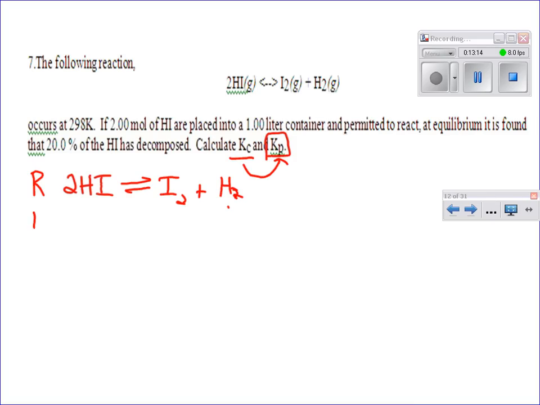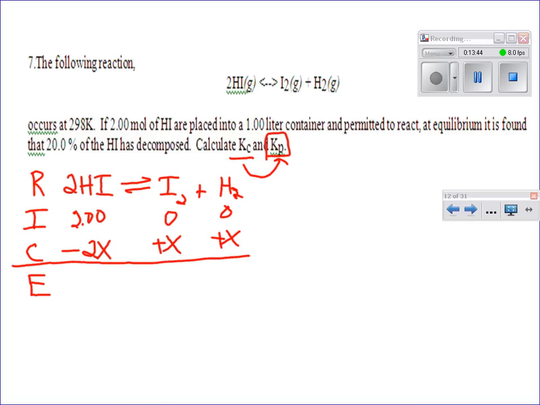So do I have any initial conditions? Did they give me any? Yeah, 2 moles of HI, and I've got that in 1 liter, so that's 2 molar, placed in a container and permitted to react. And if you put HI in a container by itself, it will react, and initially we had none of those. Which way does this have to shift? To the right, so we're going to lose how much? 2x, gain x, gain x. So we get 2 minus 2x, x, and x.